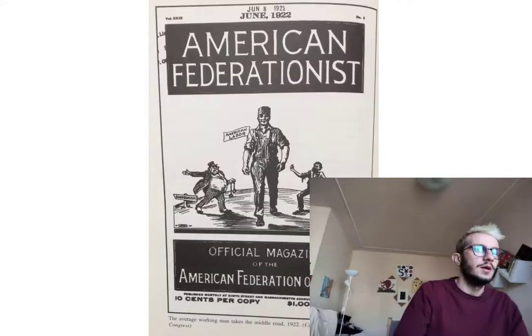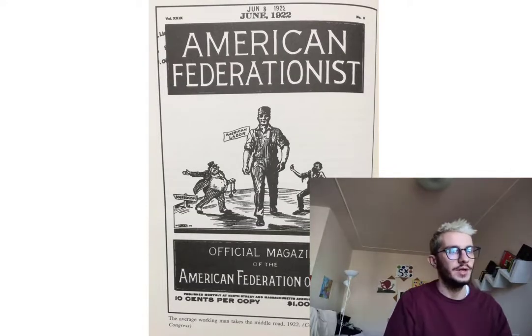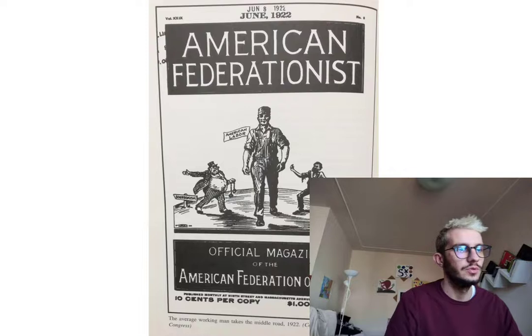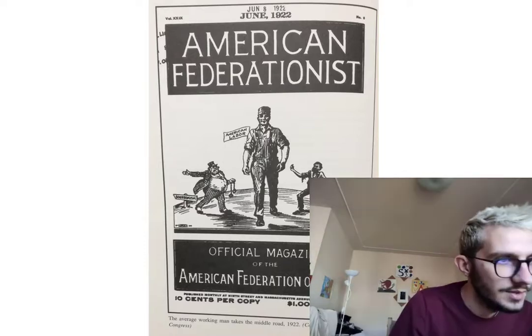Interesting. Next one is a caricature from 1922. The average working man takes the middle road, from the American Federationist, the official magazine of the American Federation of Labor. The middle way between Bolshevism and Bourbonism.